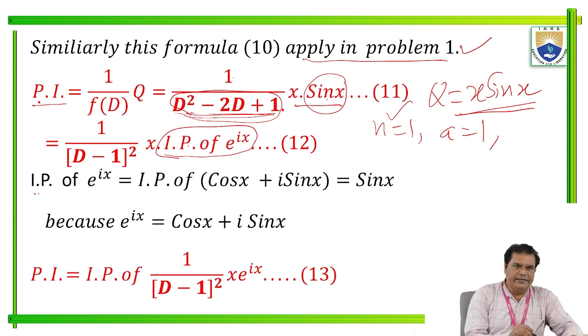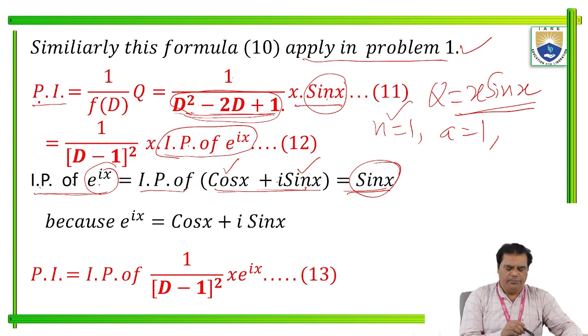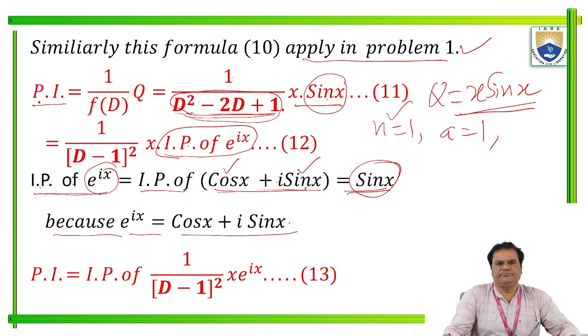The imaginary part of e to the power ix is equal to the imaginary part of the formula e to the power ix equals cos x plus i sin x. So the imaginary part of this function, where this is the real part and this is the imaginary part, is sin x. So in place of sin x, I am writing the imaginary part of e to the power ix, because e to the power ix is cos x plus i sin x.